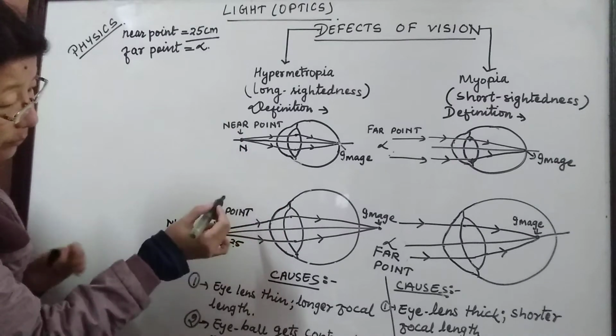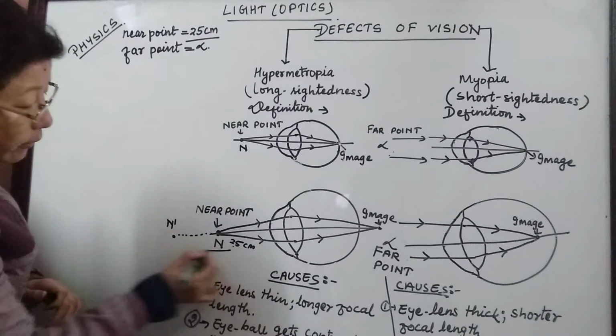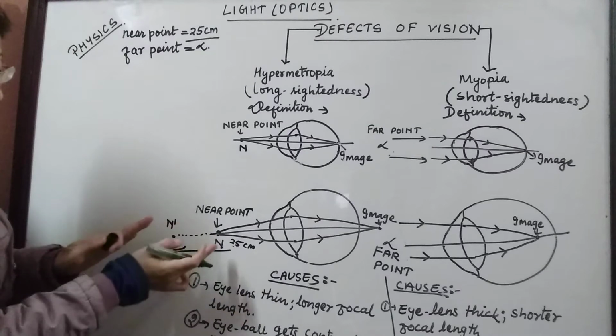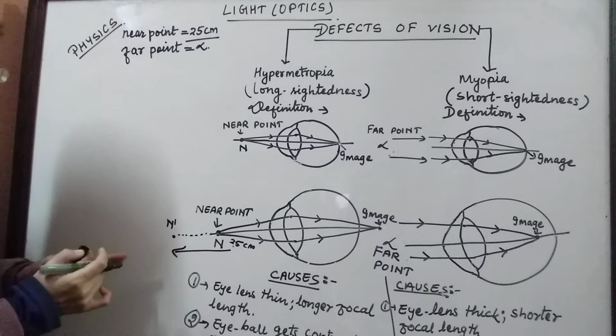For this person, the person with this problem, the near point is not 25 centimeters. It is longer than 25 centimeters for this person. The near point becomes longer than 25 centimeters, more than the normal case.